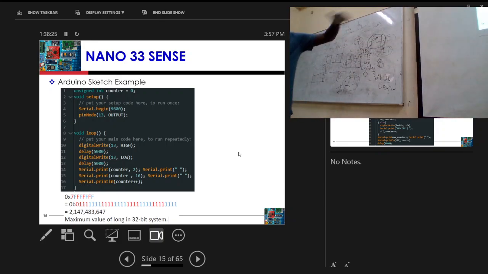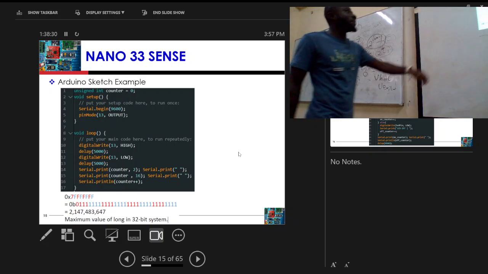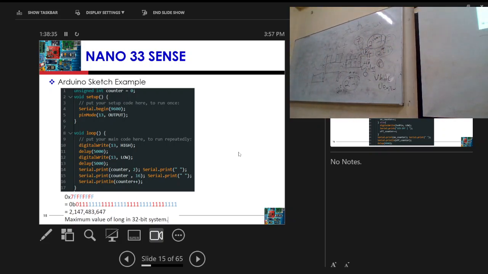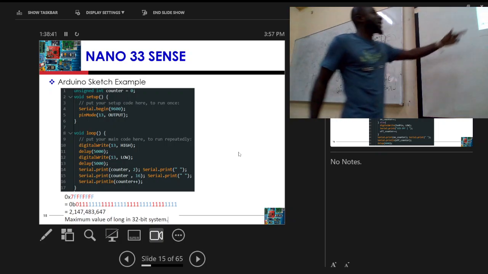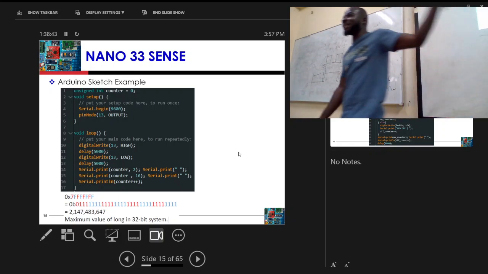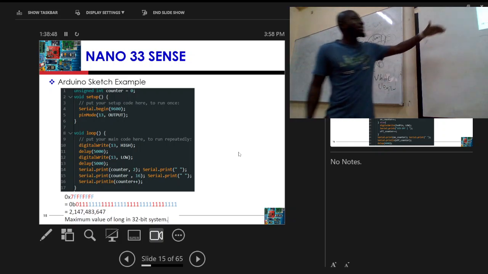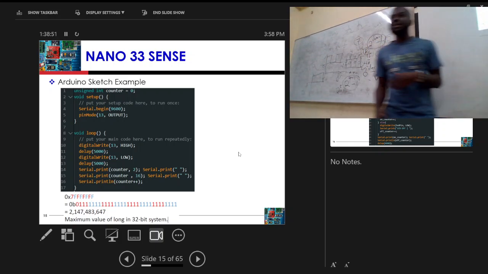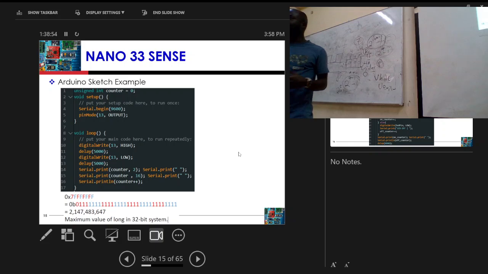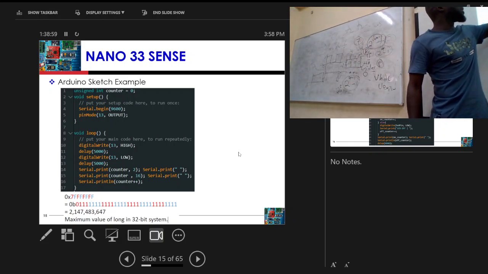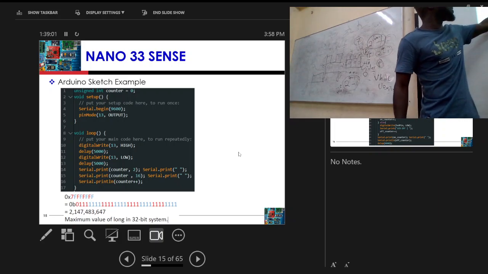Okay, so in this code we turn the digital intensity on. Then we have another function here, delay. The delay takes one value, which is in milliseconds. So any value I write here will be in milliseconds. 5,000 milliseconds is equal to how many seconds? 5 seconds. Now, I turn it off for 5 seconds, then turn the LED on low, off for another 5 seconds. Then I print the counter value with Serial.print counter, comma 2.